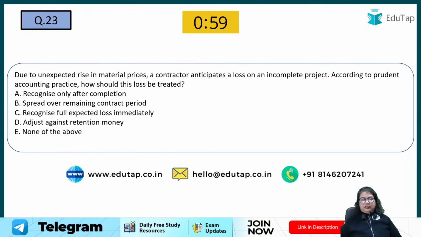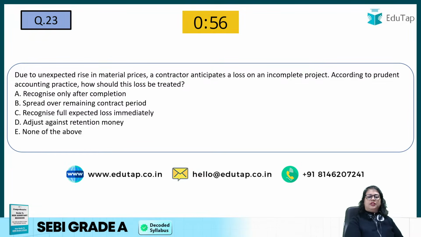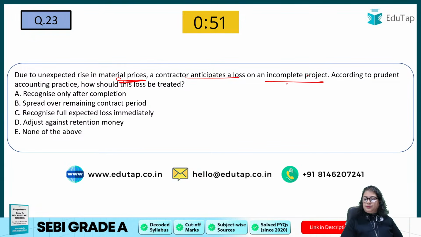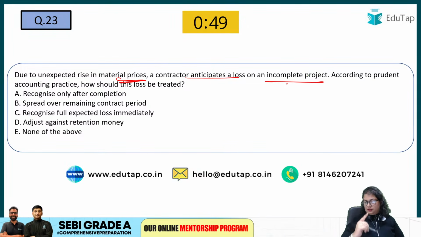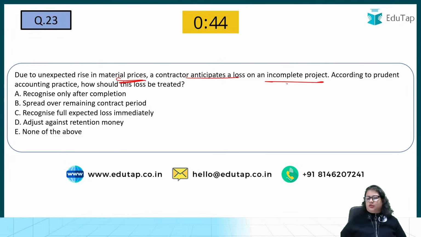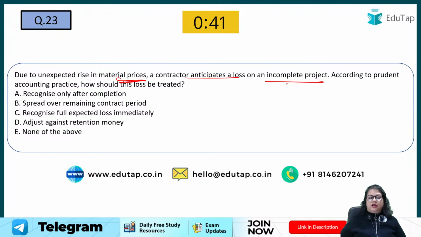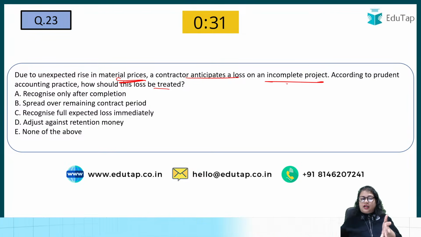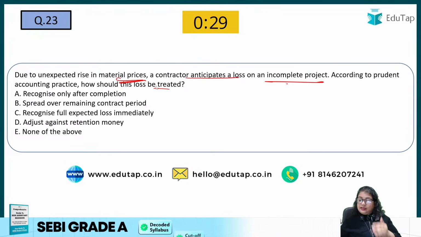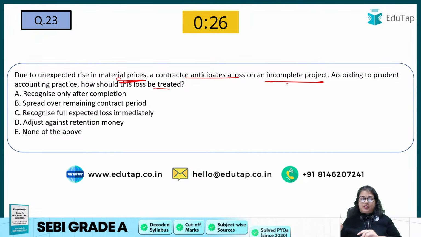Question number 23. Due to an unexpected rise in material prices, a contractor anticipates a loss on an incomplete project. So it anticipates, okay, the loss has not happened yet, but he has seen that a loss will happen. According to the prudent accounting practice, how should this loss be treated? Now basically you have to relate it with your accounts also. What is the prudence accounting practice? Do you all remember that we anticipate the losses but not the profits, right? So recognize only after completion?